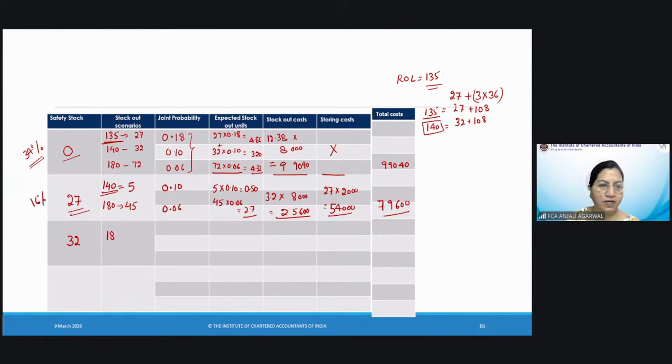Then stock out happens only if the scenario is 180 and you are stock out by 40 units with a probability of 0.06. 40 into 0.06 is 2.4 units. So you are stock out by 2.4 units and 2.4 into 8,000, your stock out cost would be 19,200.